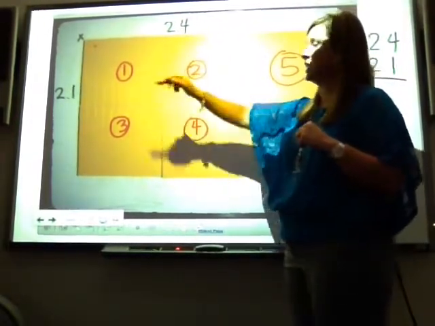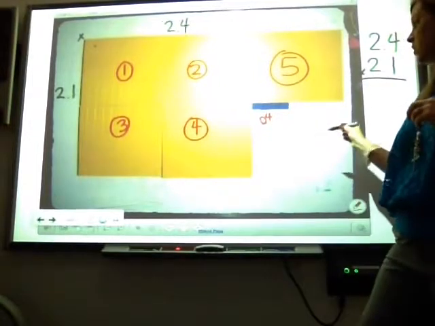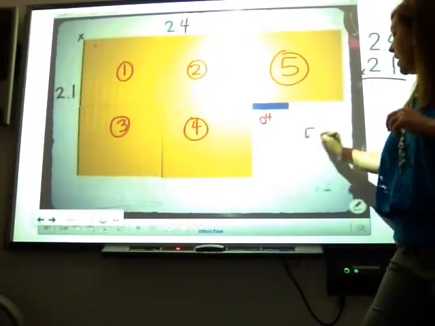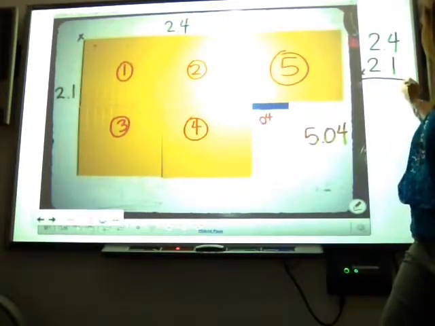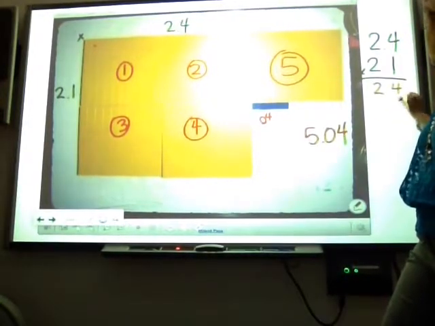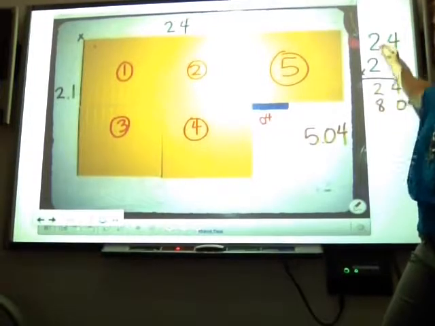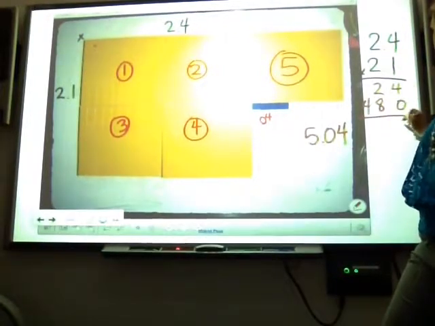So what should my final answer be? What is 2 and 4 tenths times 2 and 1 tenth, Caden Cook? 5 and 4 hundredths. Beautifully said. So I'm going to go over here. 4 times 1 is 4. That's 2. That's 8. 4.